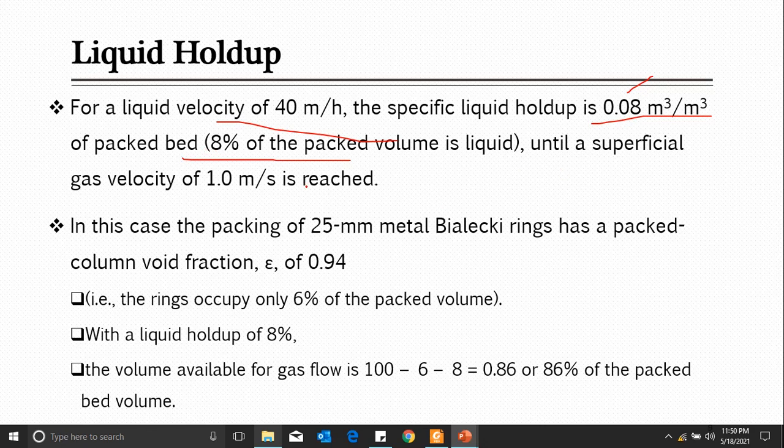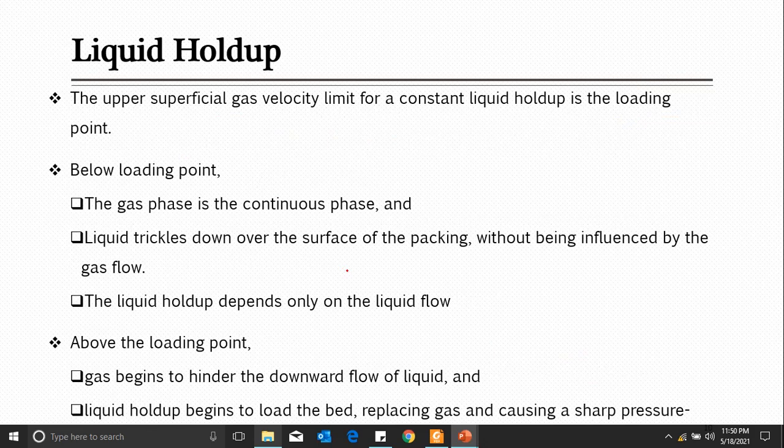So in that case, up to the superficial velocity of 1 meter per second, the operation is stable. But when you jump above this point, then liquid hold up starts increasing. Here the same is mentioned: when you introduce the packing, along with the gas, liquid is also coming inside the column, so the flow area for the gas is reduced. For example, I have told you already that it will become 86% in that specific case.